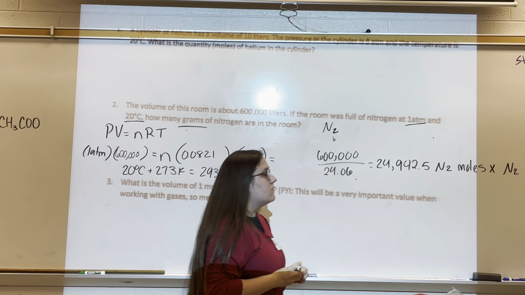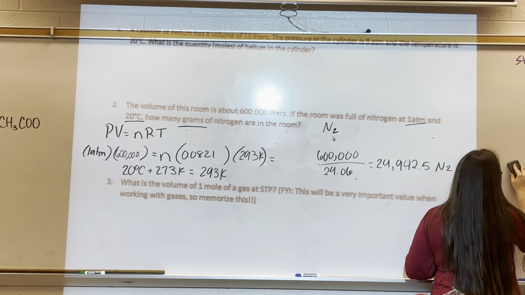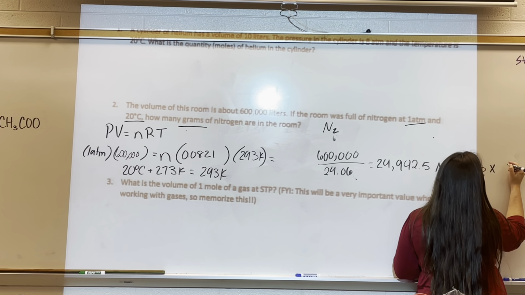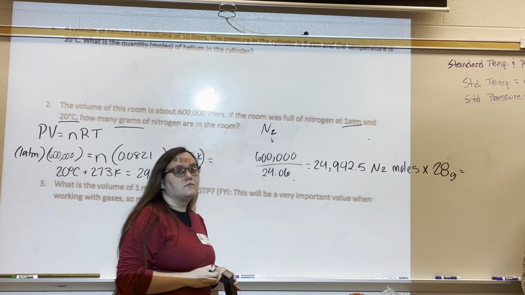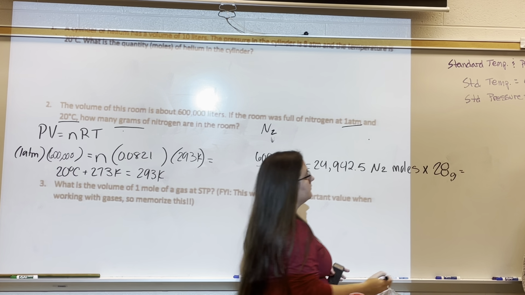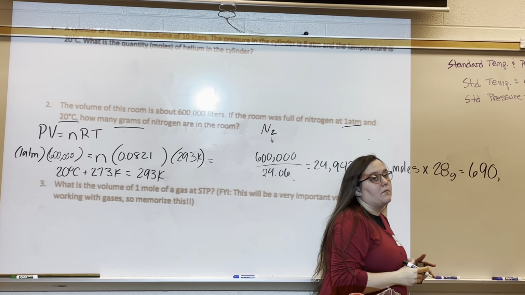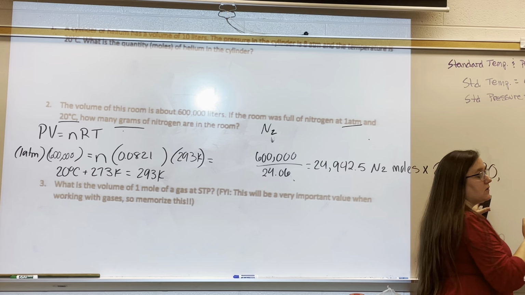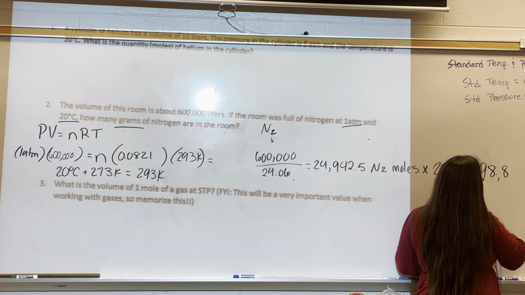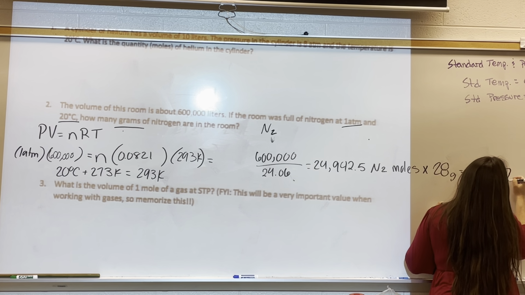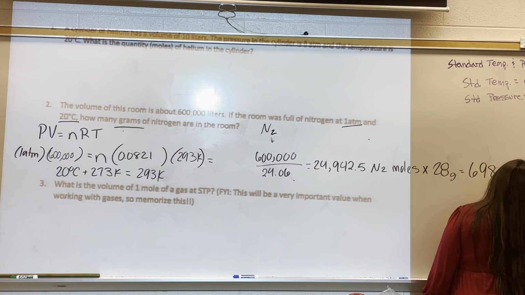So what does it equal now? Well, I probably have my own messed up now. Just, all right, what did y'all get when y'all multiply this out? 698,000. And then 793. Okay. So that is our grams of our N2 that are in the room.